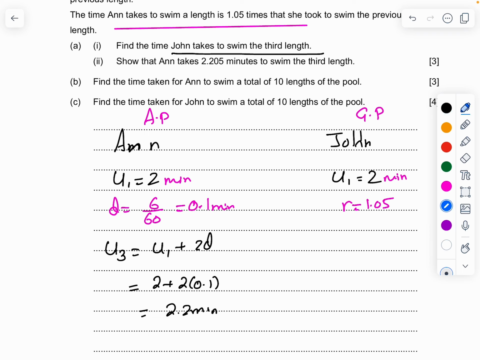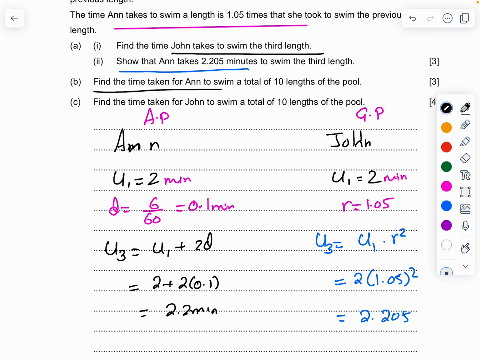Next, show that Anne takes 2.205 minutes to swim the third length. U3 is U1 times r to the power of 2, so 2 times 1.05 squared. Simplify that, you get 2.205. Part B, find the time taken for Anne to swim a total length of 10.